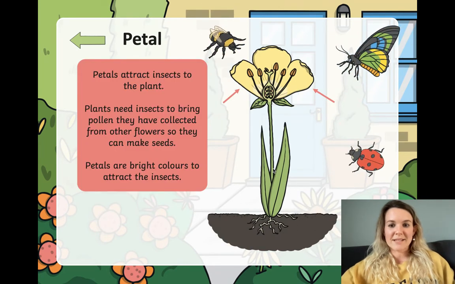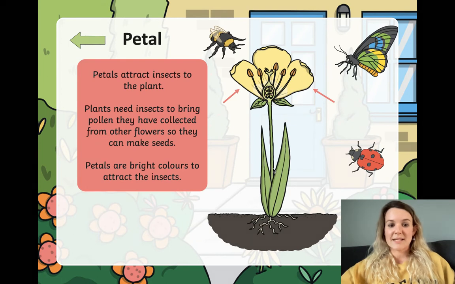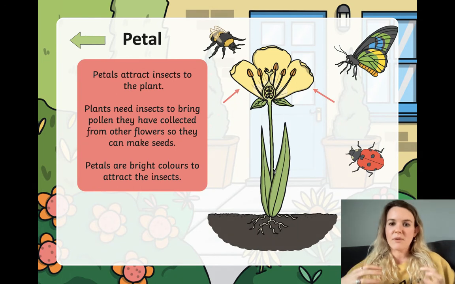Next, we've got the petals at the top of the plant. Now, they attract insects to the plant. So the brighter colours, you don't really see many brown and black flowers because these bright, colourful flowers and these petals will get the attention of any insects that want to come and visit the plant. So plants need insects to bring pollen they've collected from other flowers so they can make seeds.